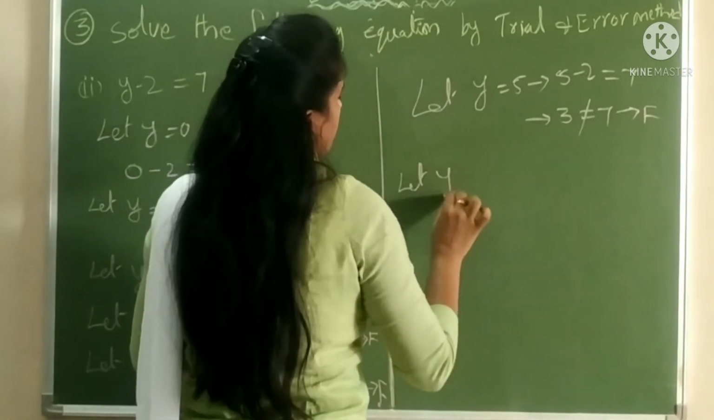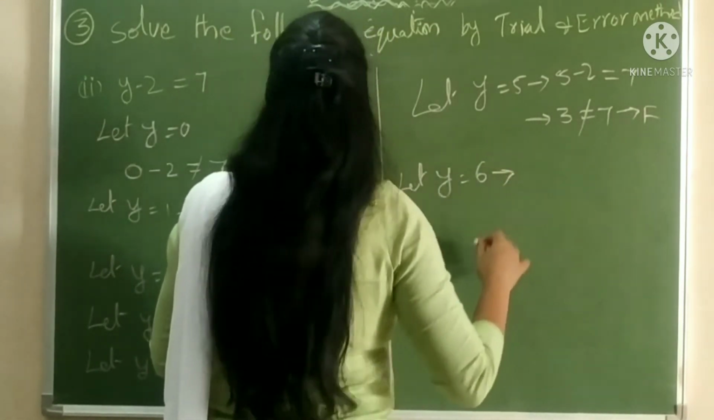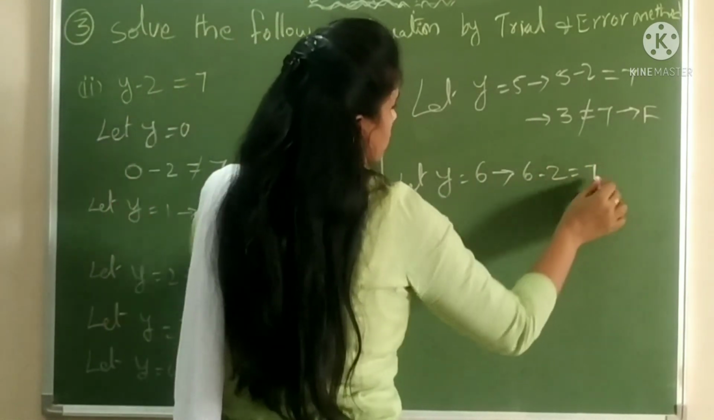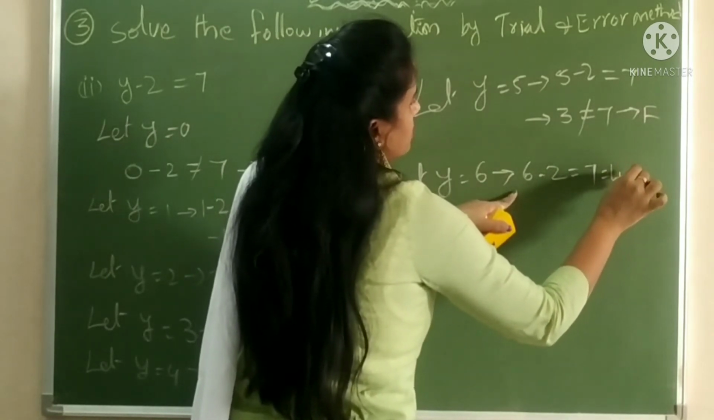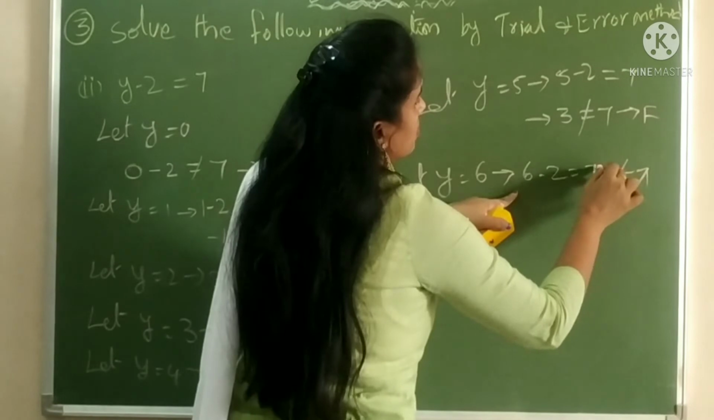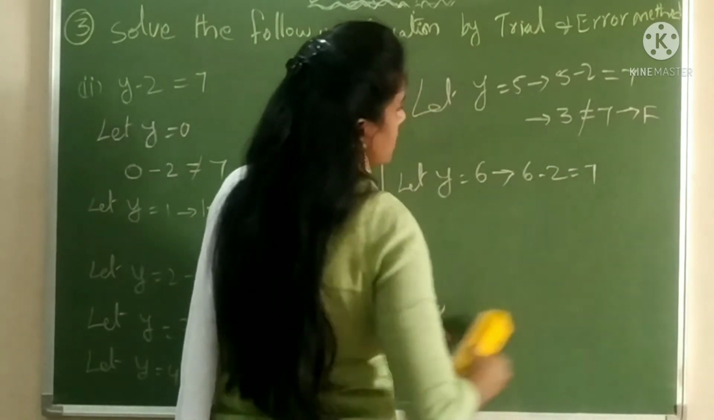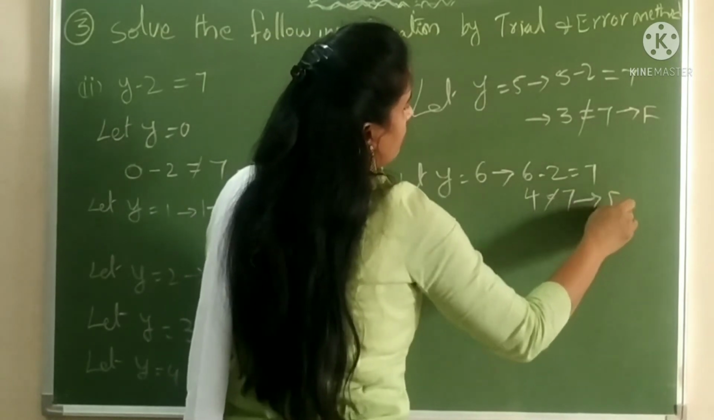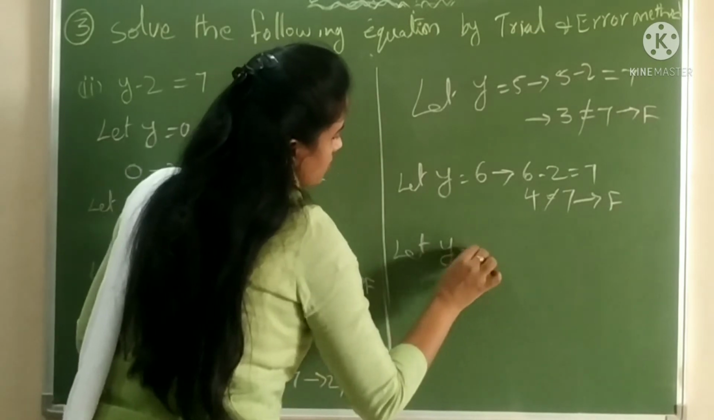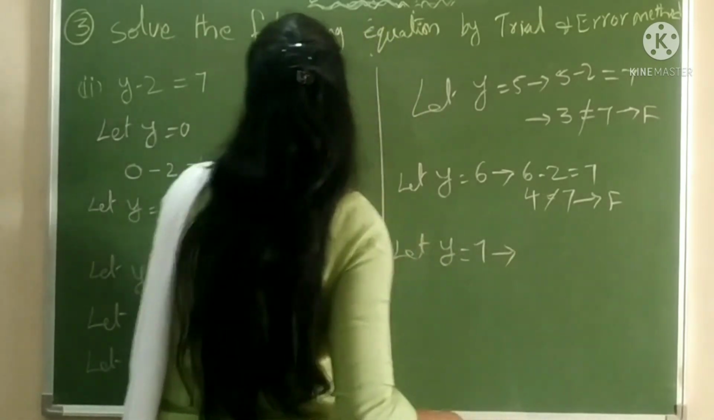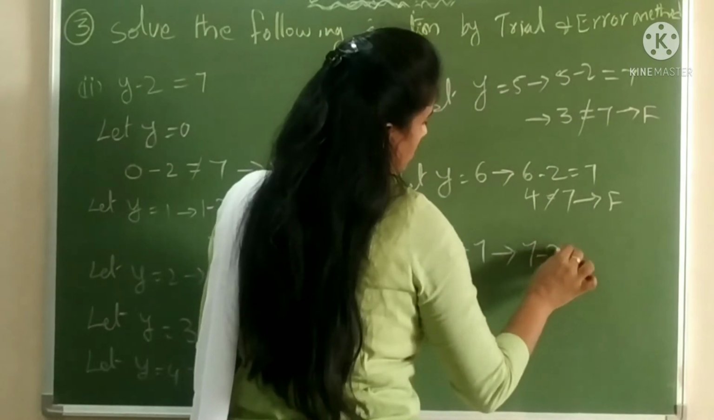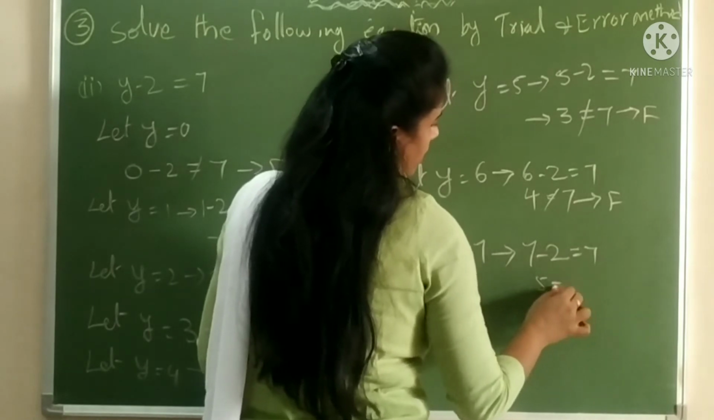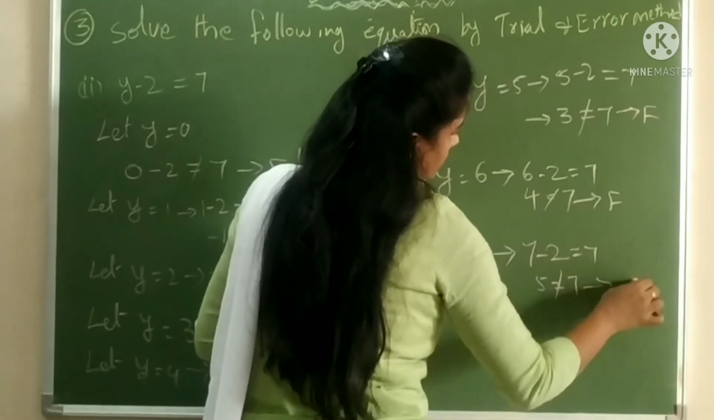Again, let y is equal to 6. Then 6 minus 2 is equal to 7. 6 minus 2 is equal to 4. 4 is equal to 7? Wrong. This is also false. Again, let y is equal to 7. Then 7 minus 2 is equal to 5. 5 is equal to 7? This is also wrong. This is false.